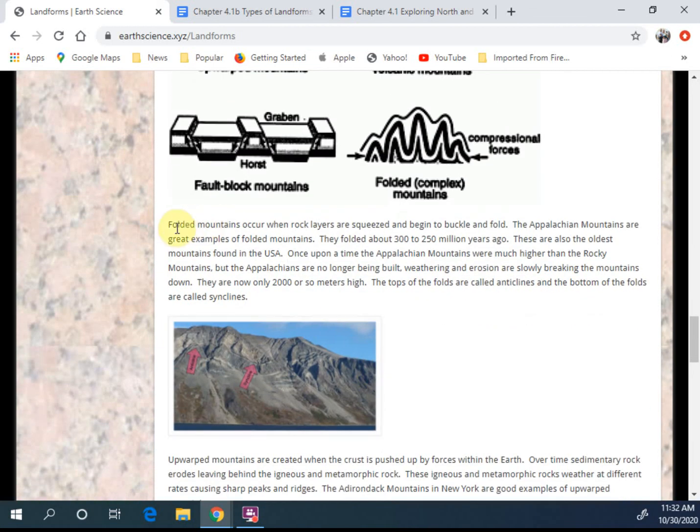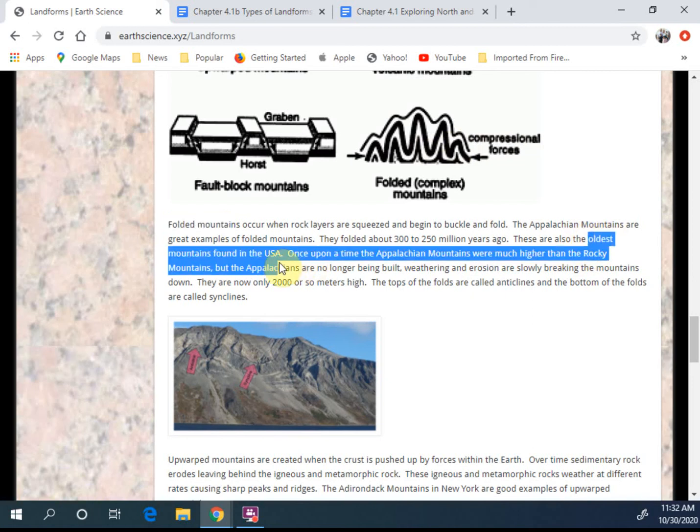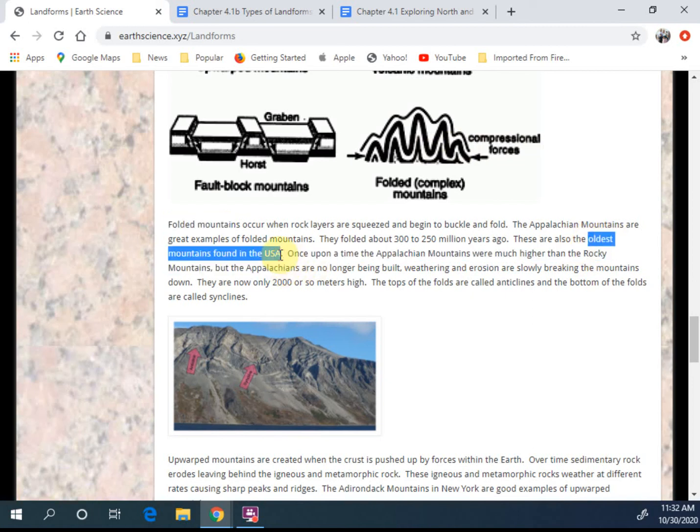Okay, let's give you definitions on that. Folded mountains, starting with this one down here. They occur when rocks are squeezed and begin to buckle and fold. The Appalachian Mountains are an example of these type of folds. Okay, Appalachian Mountains are the mountains on the eastern coast of the United States. Very old mountain complex. They were folded between 250 and 300 million years ago. They are also the oldest mountains found in the U.S.